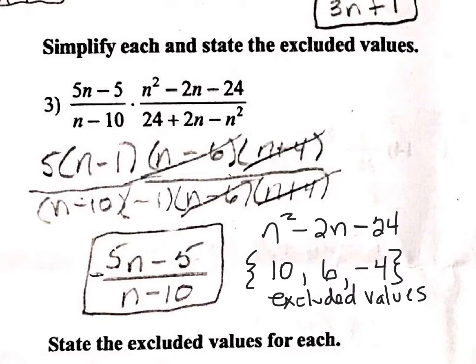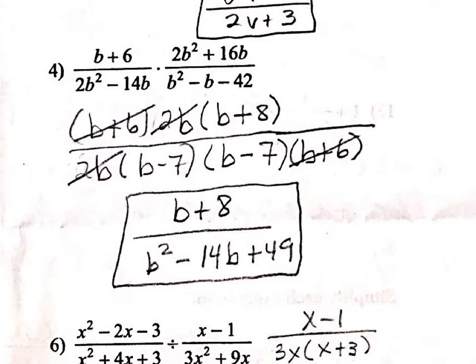And that's it. Now you may get a problem on the test that says state the excluded values. So you still have to do this work in order to figure out which values are going to be excluded, but you don't have to do all of the elimination that there is in this problem. Once you have factored the denominator, you'll have all of your excluded values, and you don't have to really work the rest of the problem out. That will save you some time.